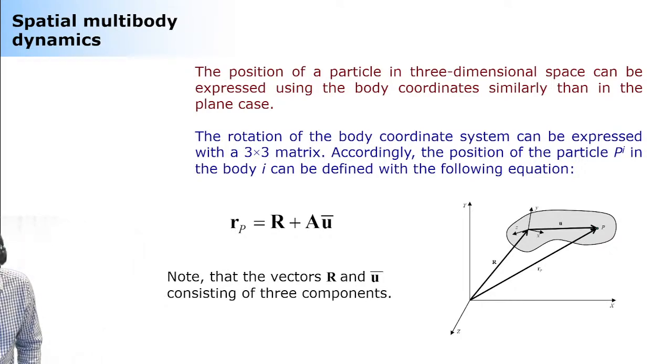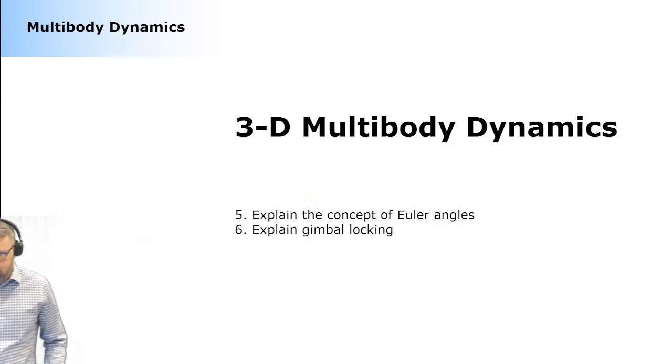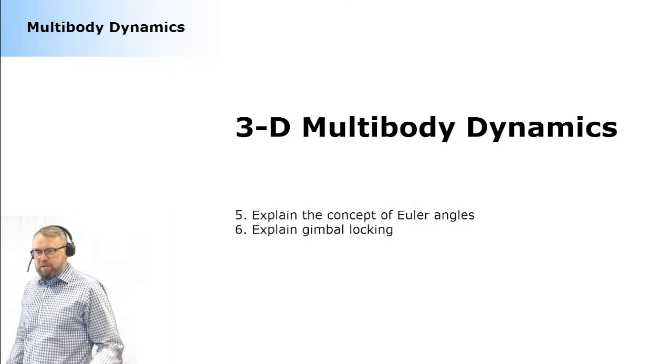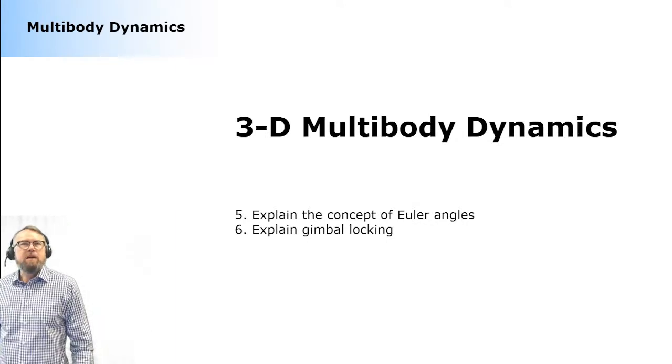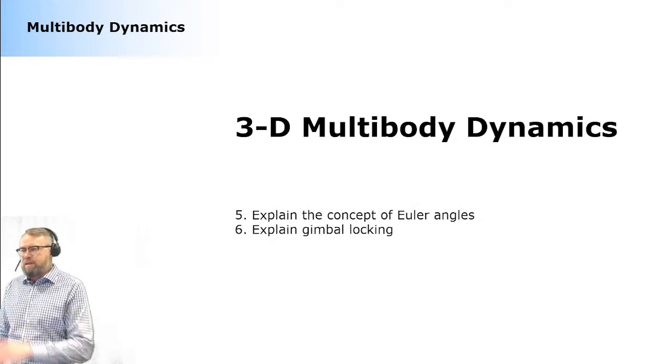Okay, so this is kinematics, and this is the first way that you can describe the orientation in three-dimensional space, and it is Euler angles. Questions related to Euler angles are: please explain the concept of Euler angles, and explain gimbal locking, and you will see that momentarily.